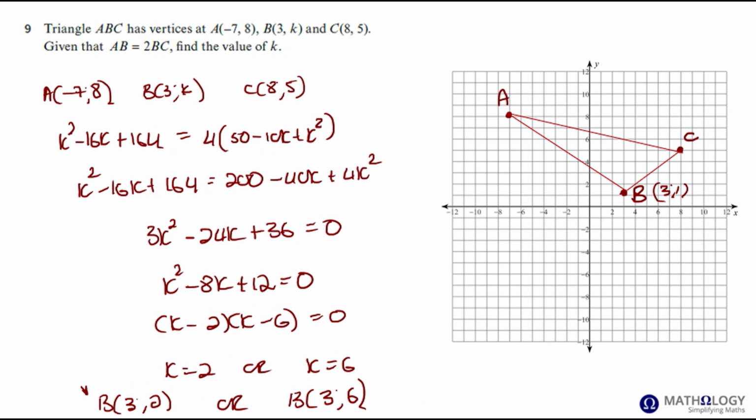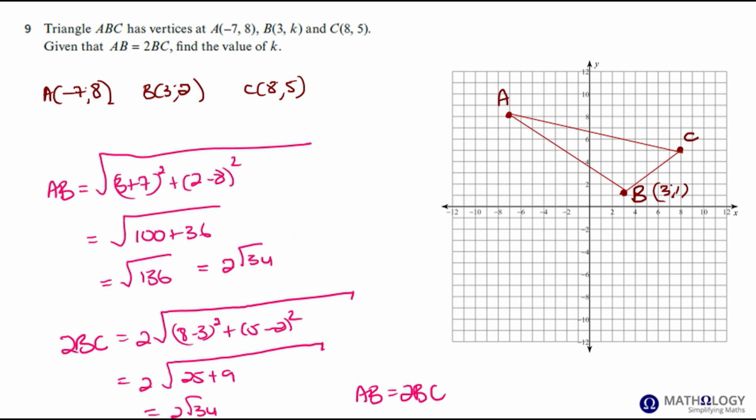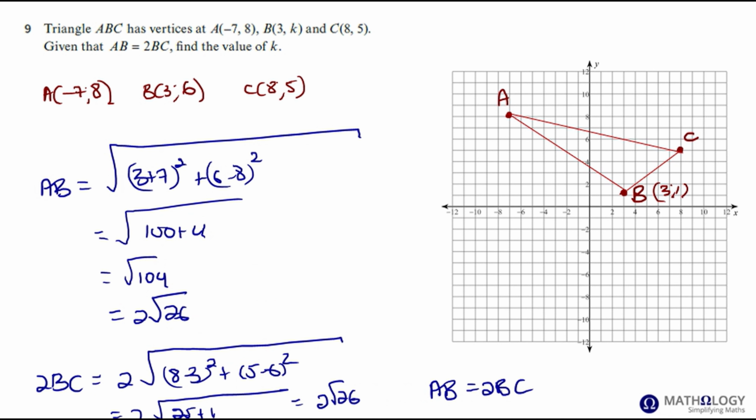So using the point B(3, 2) first, we can see that AB equals 2 root 34 and 2BC equals 2 root 34, so AB equals twice BC. And then if B is the point (3, 6), AB equals 2 root 26 and twice BC also equals 2 root 26. So in both cases, AB is twice BC.